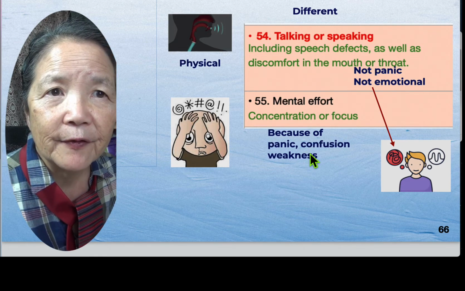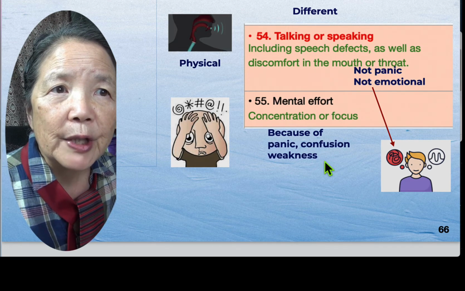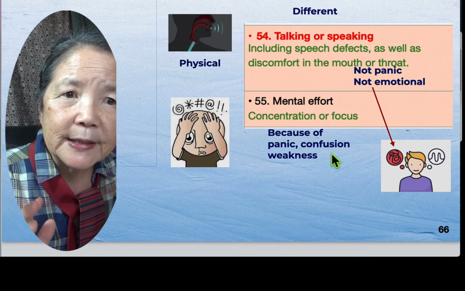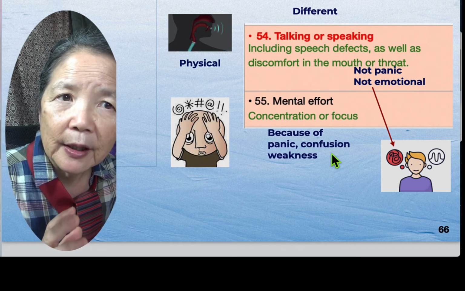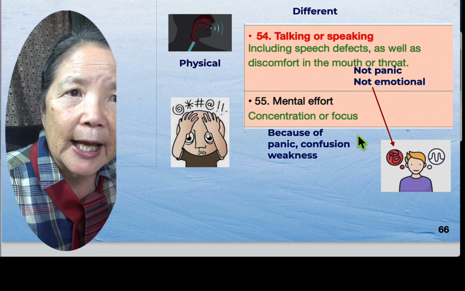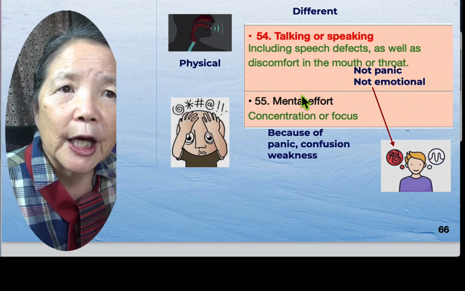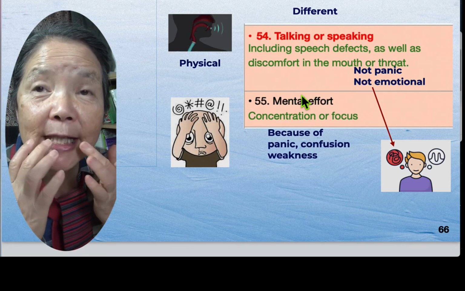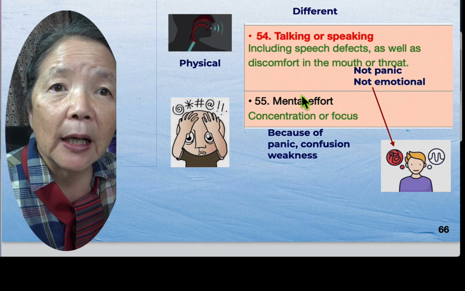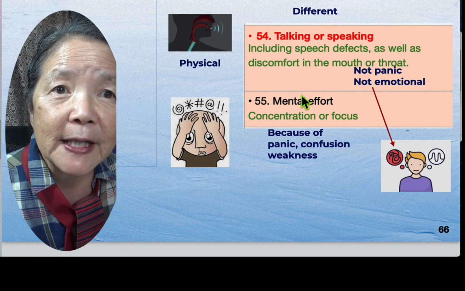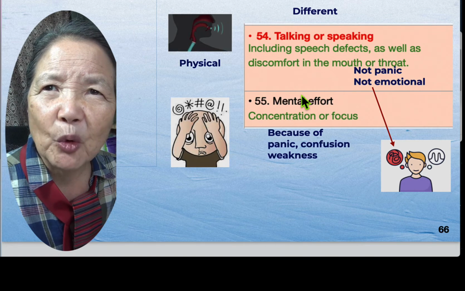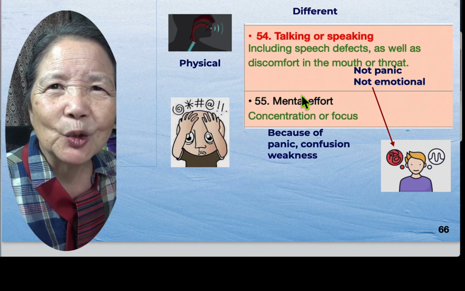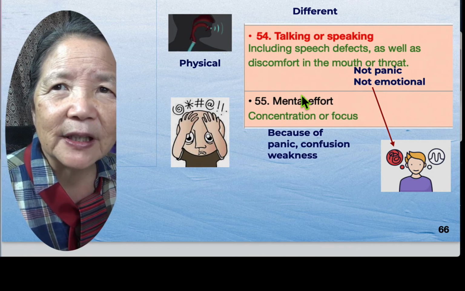In contrast to the physical aspects, we have confusion or panic, weakness, so you can't think. And that is contrasted with problems with speaking that have to do with the mouth and the operation of the tongue, the lips. There are many different kinds of speech defects. I think some of them are emotional, and you might have to differentiate between them, but you don't have to make such an exact science out of it.